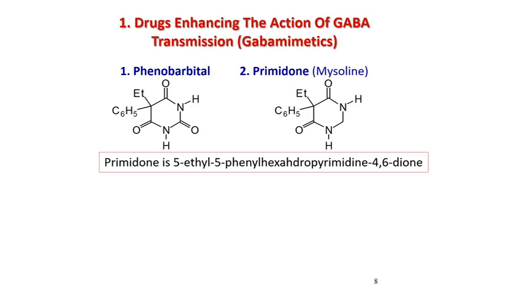So they are mainly used as we discussed before. Primidone is the unoxidized form of phenobarbital that will be converted to phenobarbitone by oxidation at this carbon level to produce the phenobarbitone itself, or the phenobarbital itself.